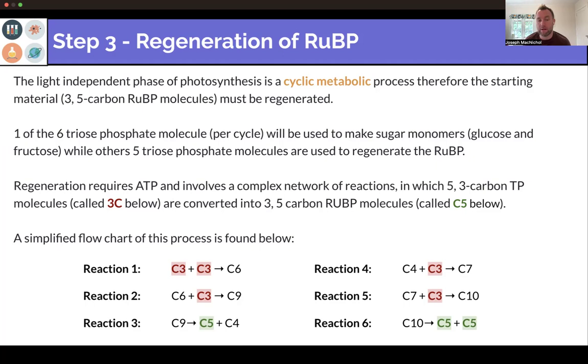Again, we're not going to name that molecule. That 9-carbon molecule then spontaneously breaks apart. It's too big, it's unstable. And it's going to break apart into a 5-carbon molecule, which is actually going to be our RuBP, and then a 4-carbon molecule that's going to go on to reaction 4. That 4-carbon molecule is going to combine with another one of our glyceraldehyde 3-phosphates, another one of our 3-carbon triose phosphate molecules, right?